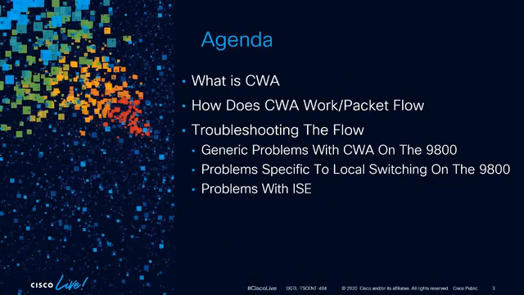We're going to kick it off by talking about the CWA concept and what it is. Then I'll get into the packet flow and how it's expected to work. Once we know what to expect, we'll be able to spot when something unexpected happens. So I'm going to take you through each step and discuss what could go wrong and how to respond in these situations, what we need to collect in order to figure out where the problem is. I'll begin with some of the more generic problems that we'd see across any type of deployment, and then I'll move into some problems that are specific to local switching and some problems on ICE.